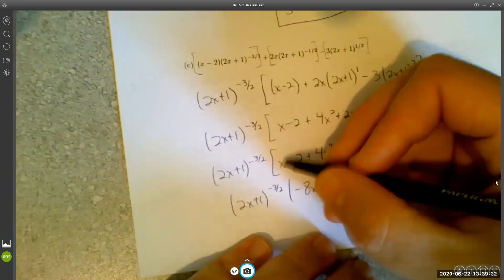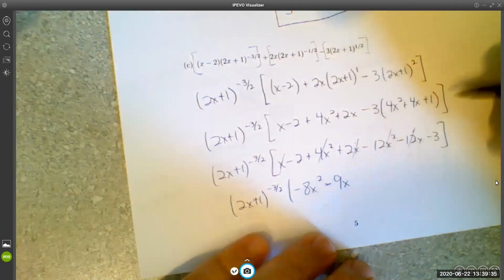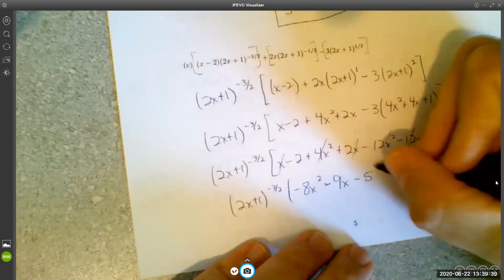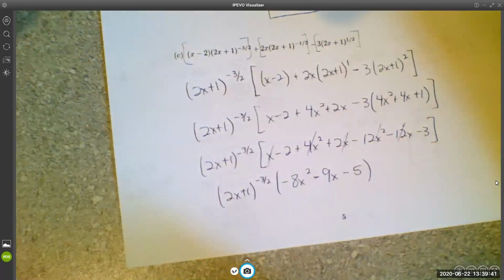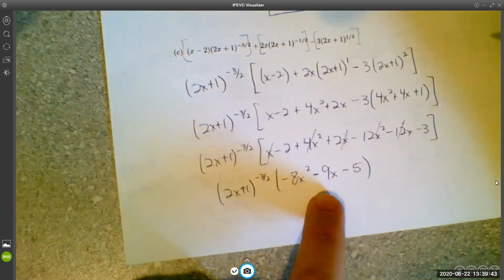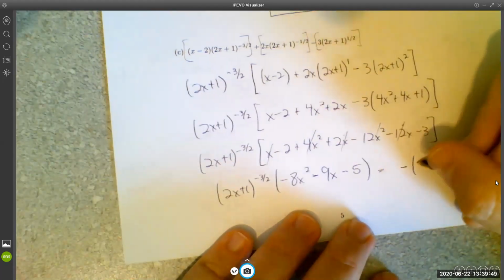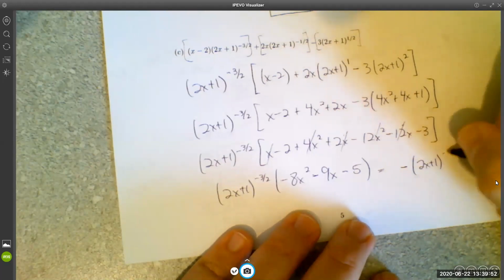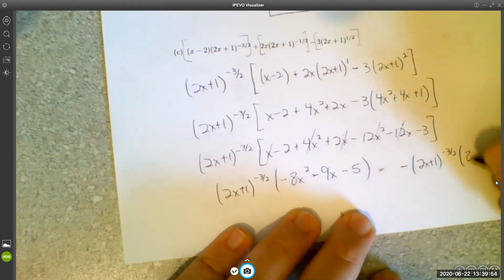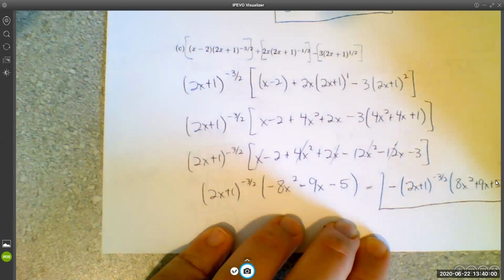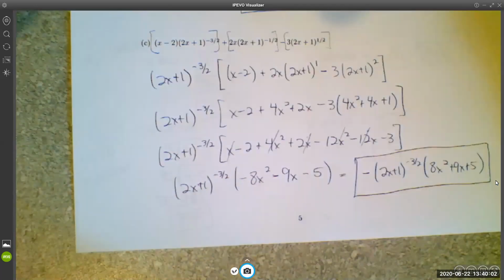So I've gotten rid of these things so far. And then I've got a -2 minus 3, that's -5. I suppose it wouldn't hurt to take out the negative sign. That might make it a little prettier anyway. So we take out the negative, got -2x plus 1 to the -3/2 times 8x squared plus 9x plus 5. Okay, and there's the factorization of that.